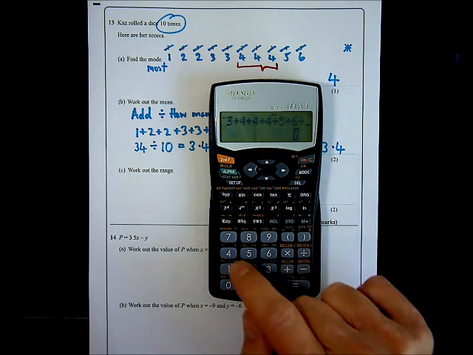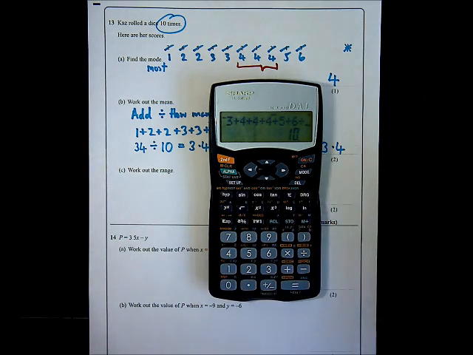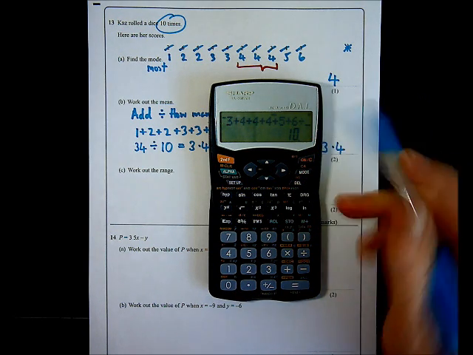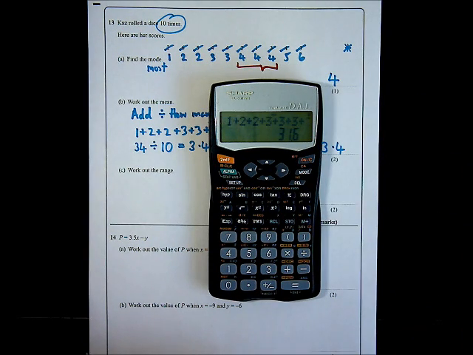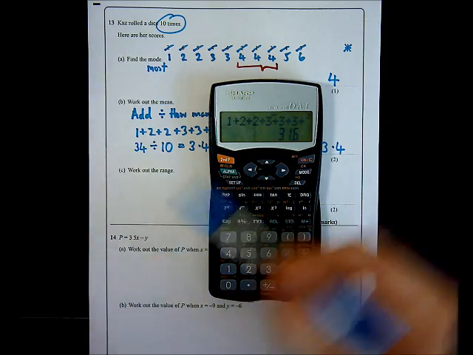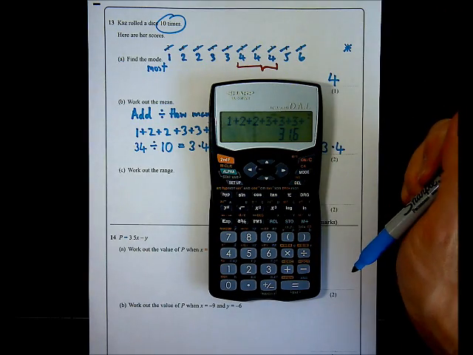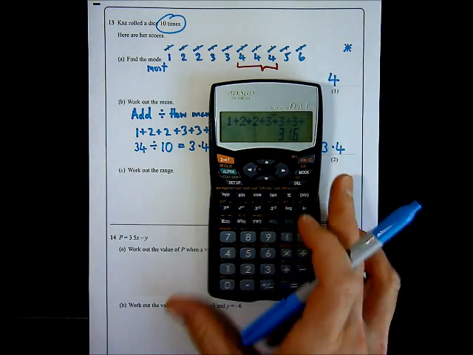And then divide by 10. Your calculator thinks it wants to do the 6 divided by 10 first. And I'm going to get an answer of 31.6, which it obviously doesn't represent this set of 10 numbers that range from 1 to 6.